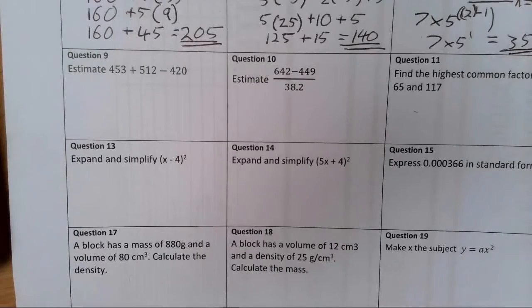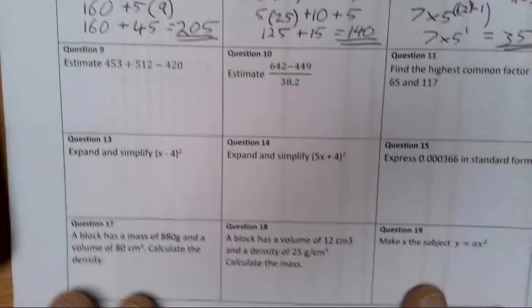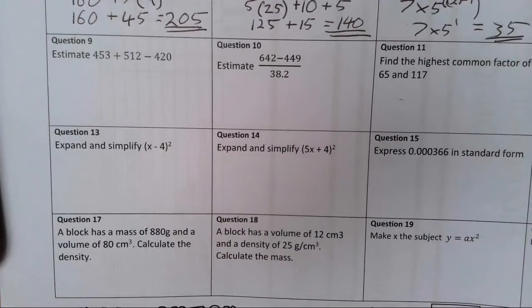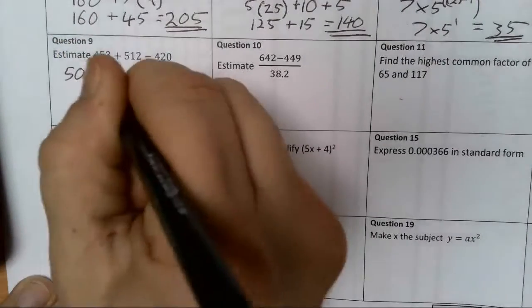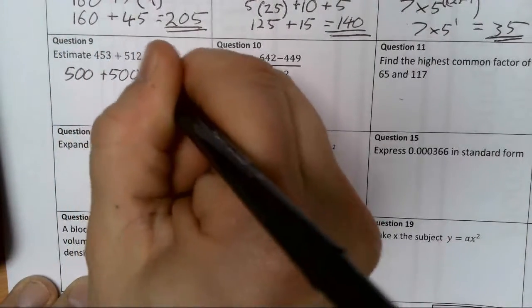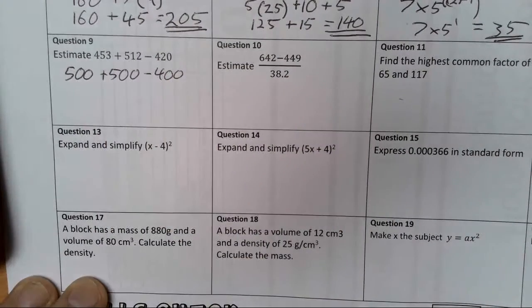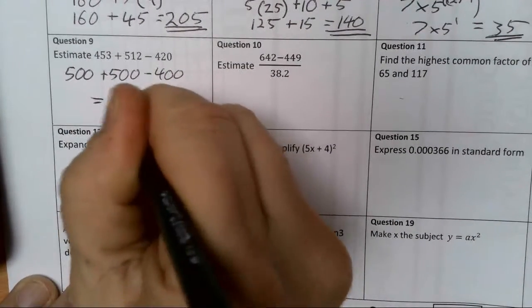Right, estimation. Sadly at GCSE, estimation always involves rounding to one significant figure. So we're going to round each of these to one significant figure. 500 plus another 500, take away 400. So that's going to give me 600.